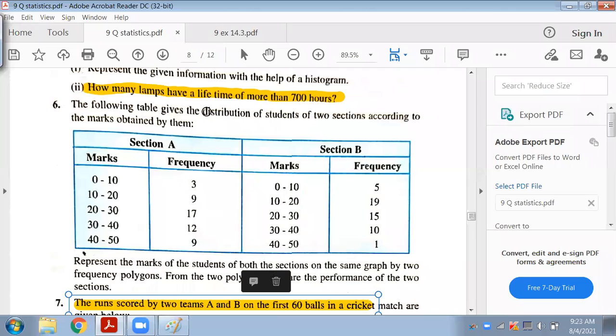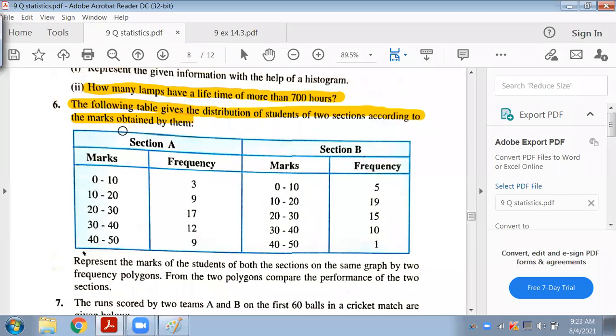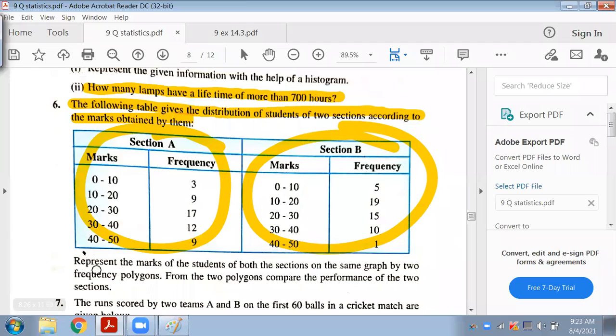The following table gives the distribution of students of two sections according to the marks obtained. Now, for section A, this is the table, and for section B, this is the table. Now, what you're going to do: represent the marks of the students of both the sections on the same graph by two frequency polygons. So now we are going to draw frequency polygons. From the two polygons, compare the performance of the two sections.